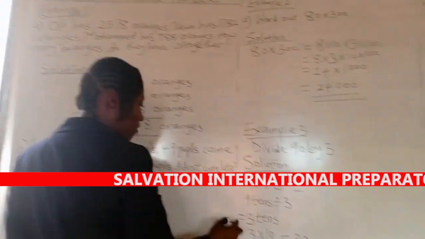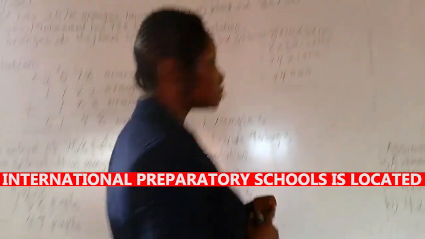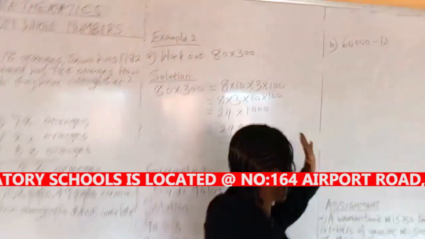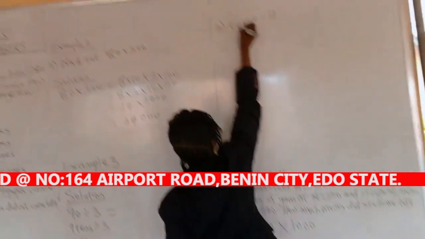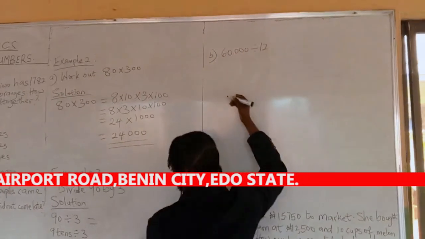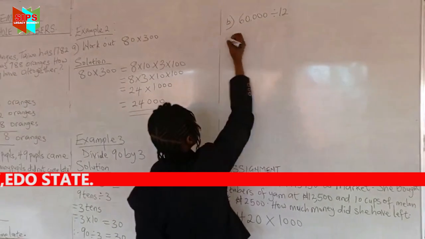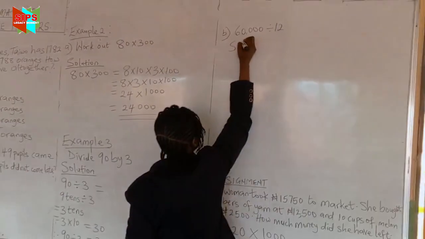Okay, so having done this, let's move on to the next example, and that is 60,000 divided by 12. So we can go through this first method and another method. So we'll be using both methods. Let's use this first one first. We have the solution.